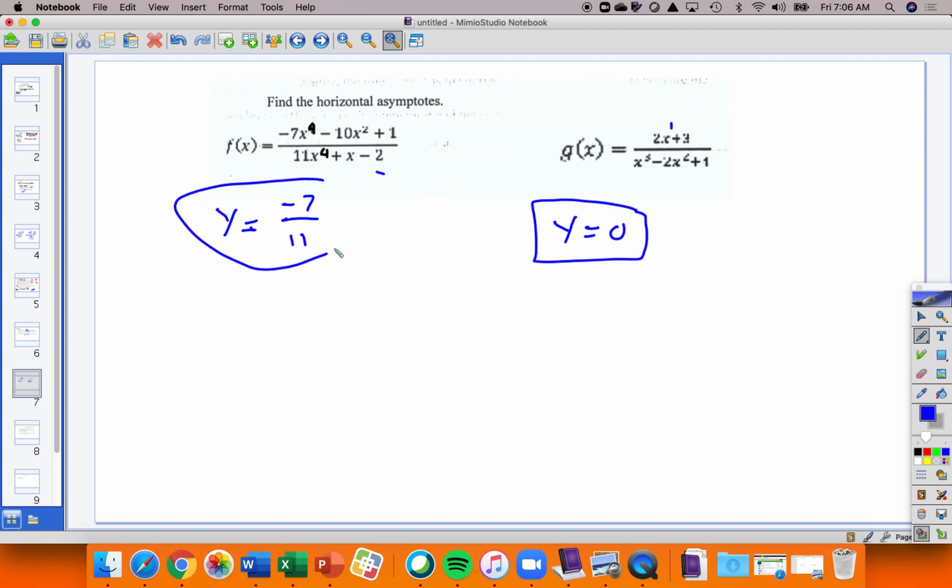99% of the time you are going to have only one horizontal asymptote. We won't really look at ones that have more than one horizontal asymptote, but you will in calculus. So I won't say never, but there are times when you do have 2 horizontal asymptotes.